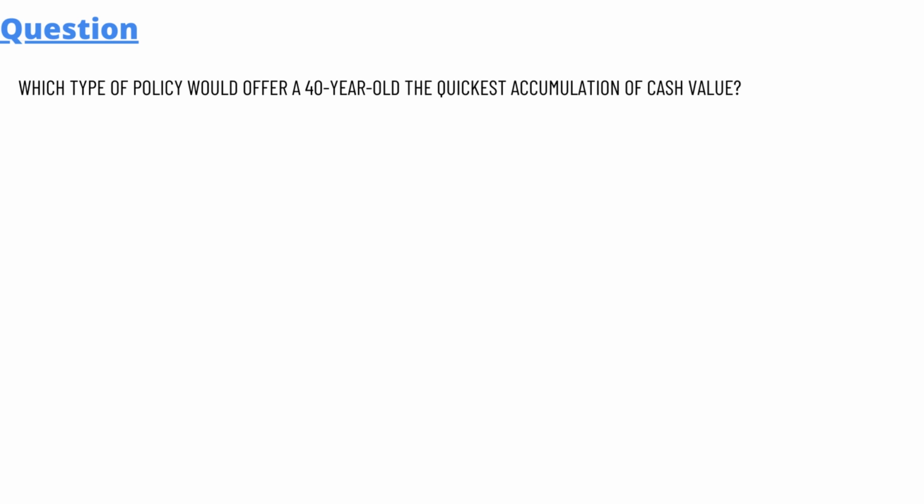So our today's question which we'll be discussing here is, which type of policy would offer a 40 year old the quickest accumulation of cash value? And the answer of the question is 20 pay life. So that's the answer.